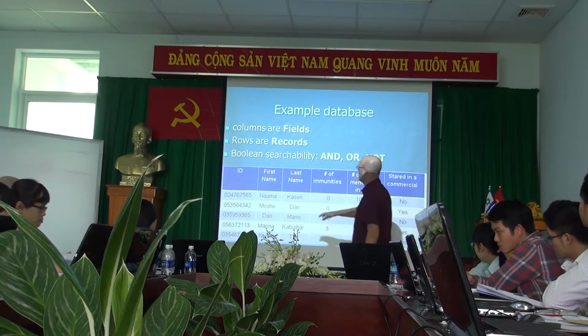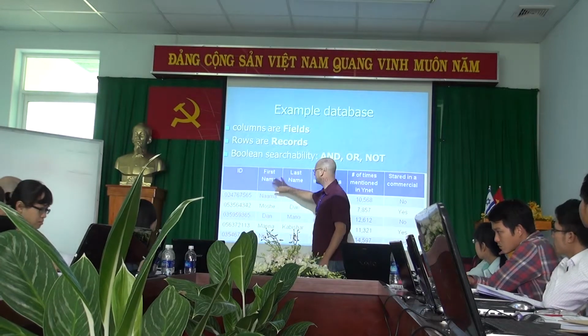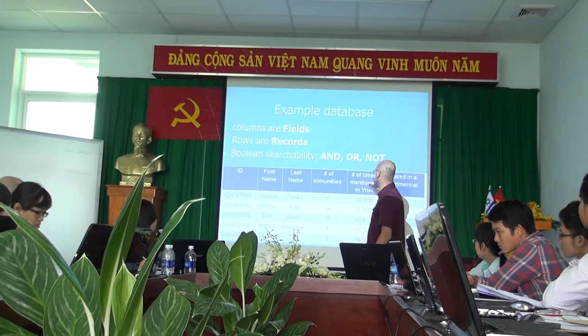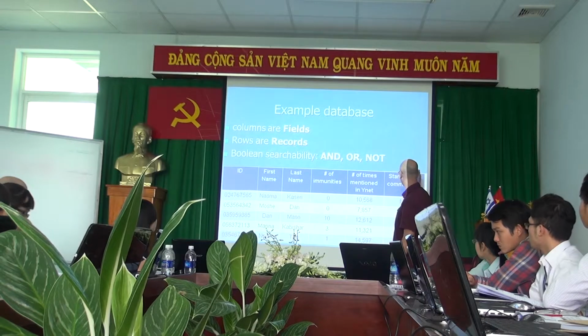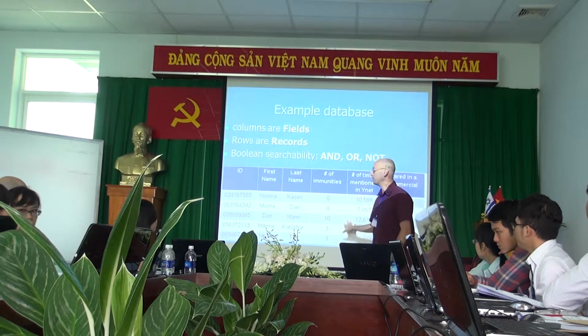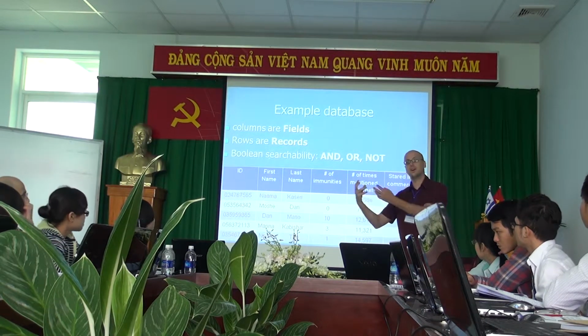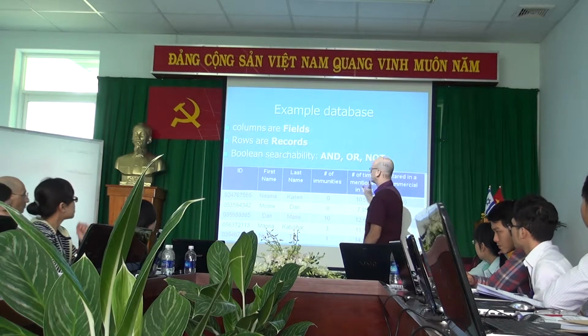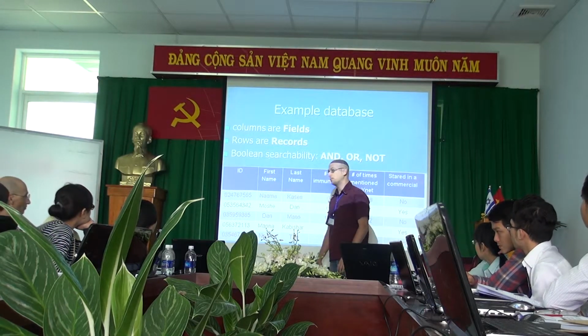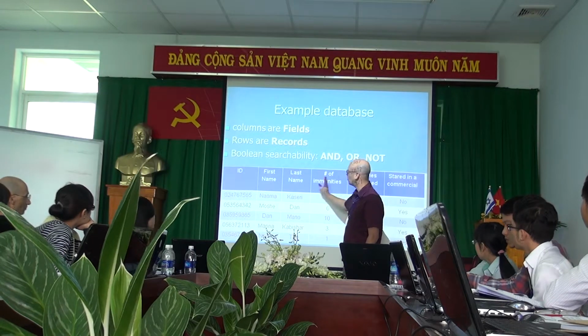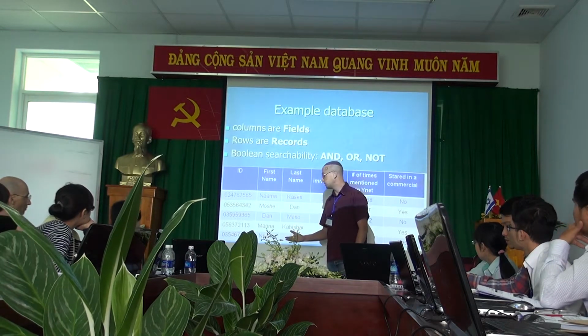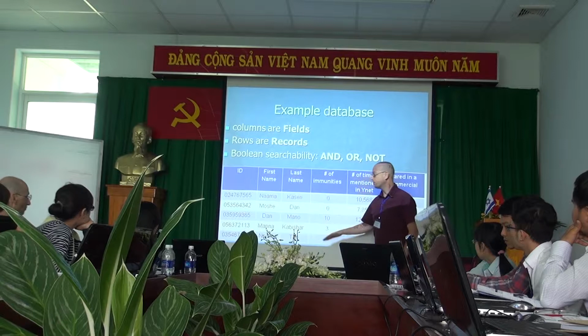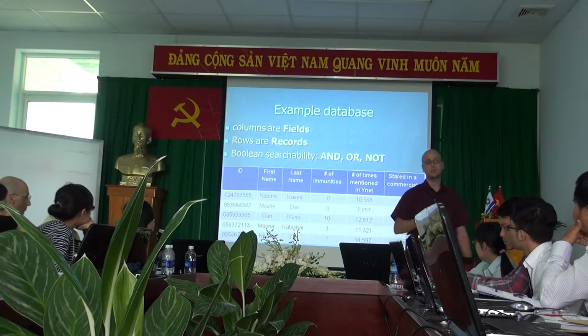So, we have fields like first name, last name, number of times starred in a commercial, doesn't matter. So we have different data. Each column is a different type of data. And each row is a different object, a different person.